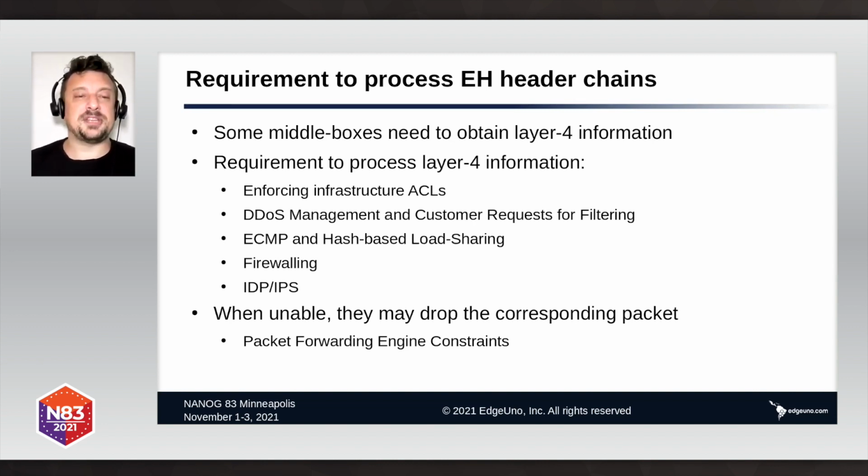Other reasons for which a middle box, a network device, might need to look into layer 4 information. For example, when you have ECMP or hash-based load sharing, typically the scenario that you have is that you have a network device and you have multiple links over which you could possibly forward packets. Okay, so what you want to do normally is to share the load among all those links.